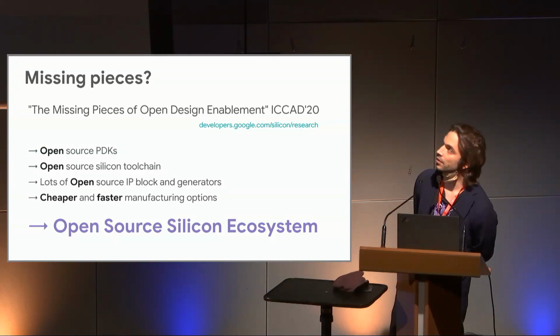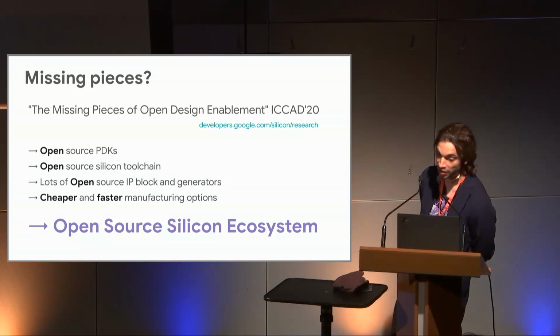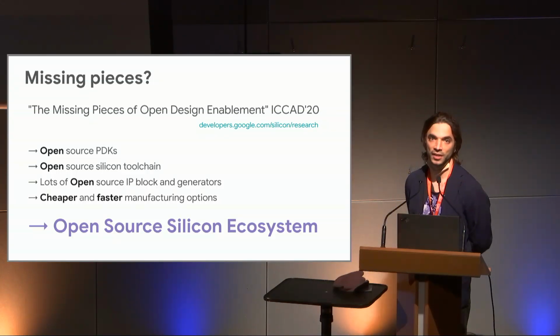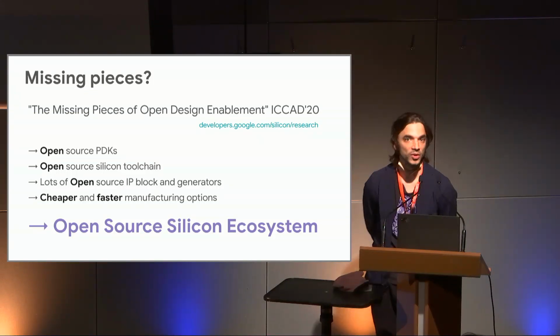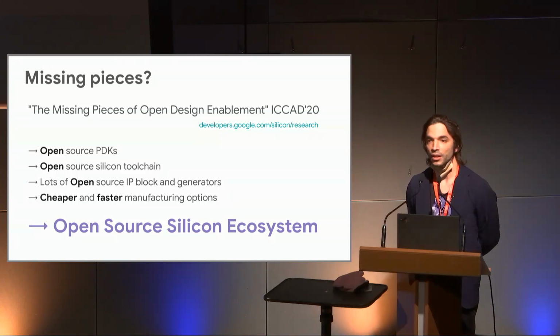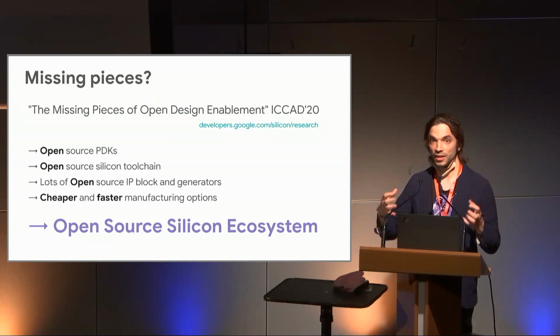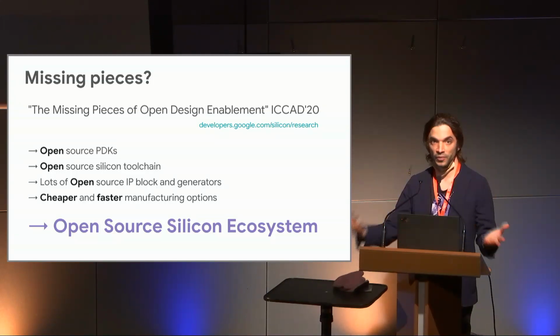There was this paper published by the team founder, Tim Ansel, at ICCAD in 2020 called The Missing Pieces of Open Design Enablement. And he identified 2 years ago that there were 4 pieces missing for making that vision true. First, we needed an open source PDK, because 2 years ago, most of the PDKs were under NDA with the foundry. So the PDK is the lowest level of the API that you need to manufacture a chip. It's basically the piece of data that describes the foundry process. So if you don't have access to that, you can't have access to the foundry, you can't manufacture a chip.